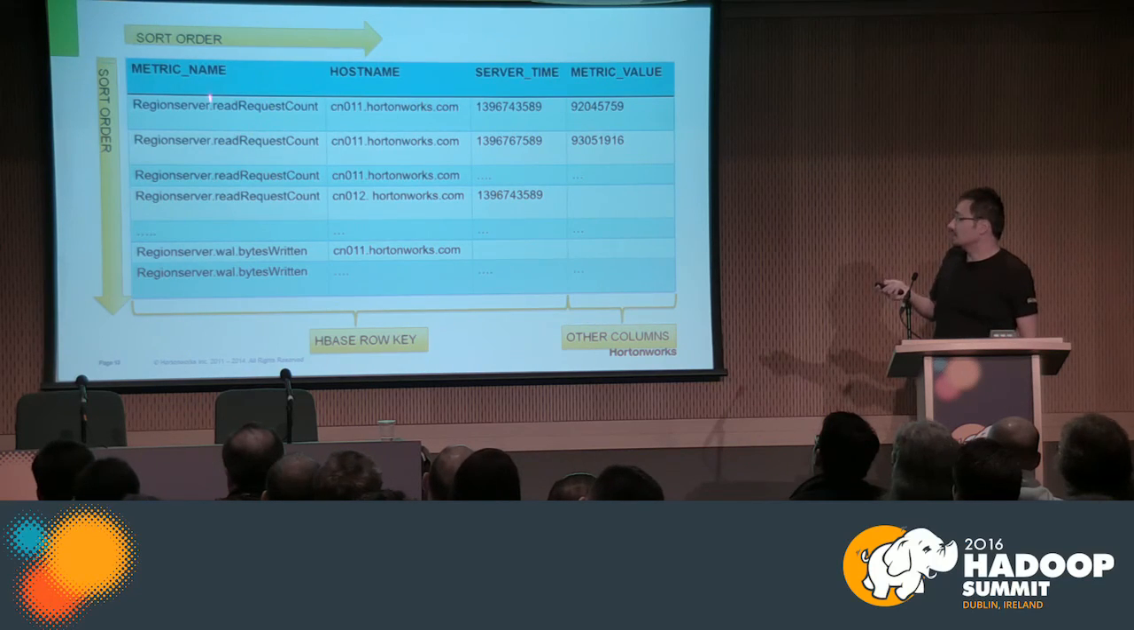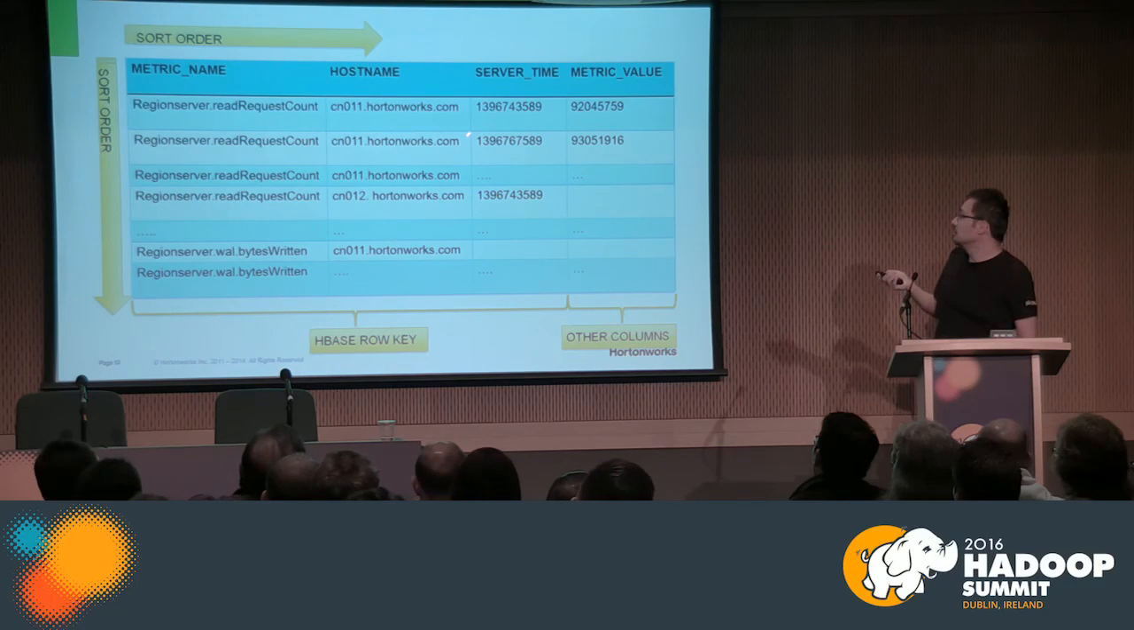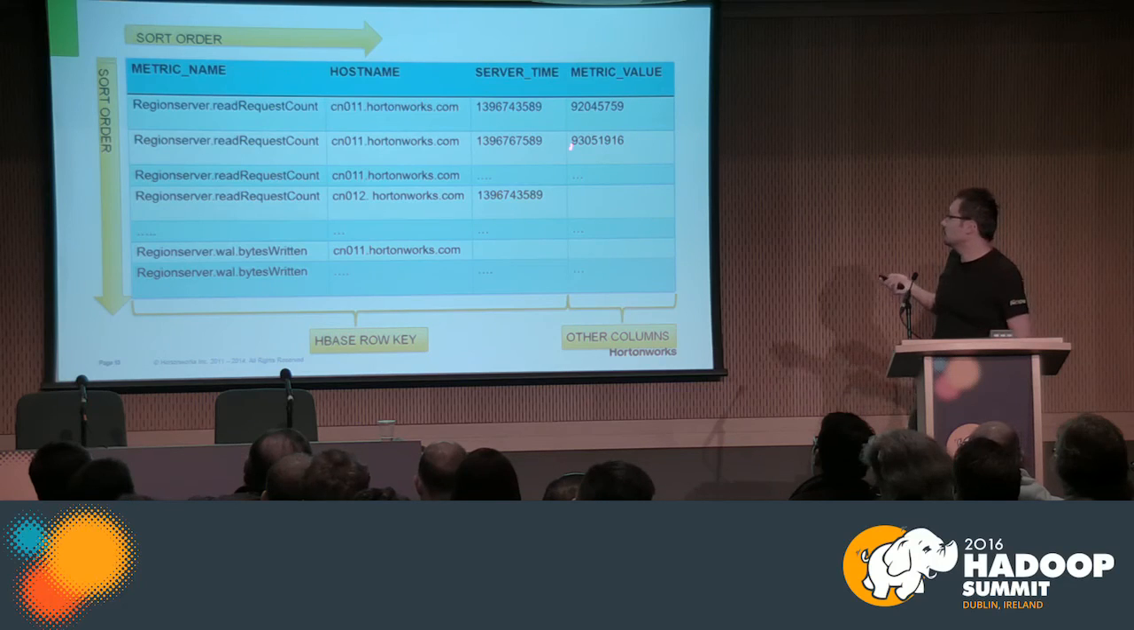But anyway, coming back to this, this would be a standard example of our previous metric record table. The metric name will be, let's say, read request count, and everything. And then the host name would be the host name, and the server time would be the actual epoch time. Let's say the metric value is some value.